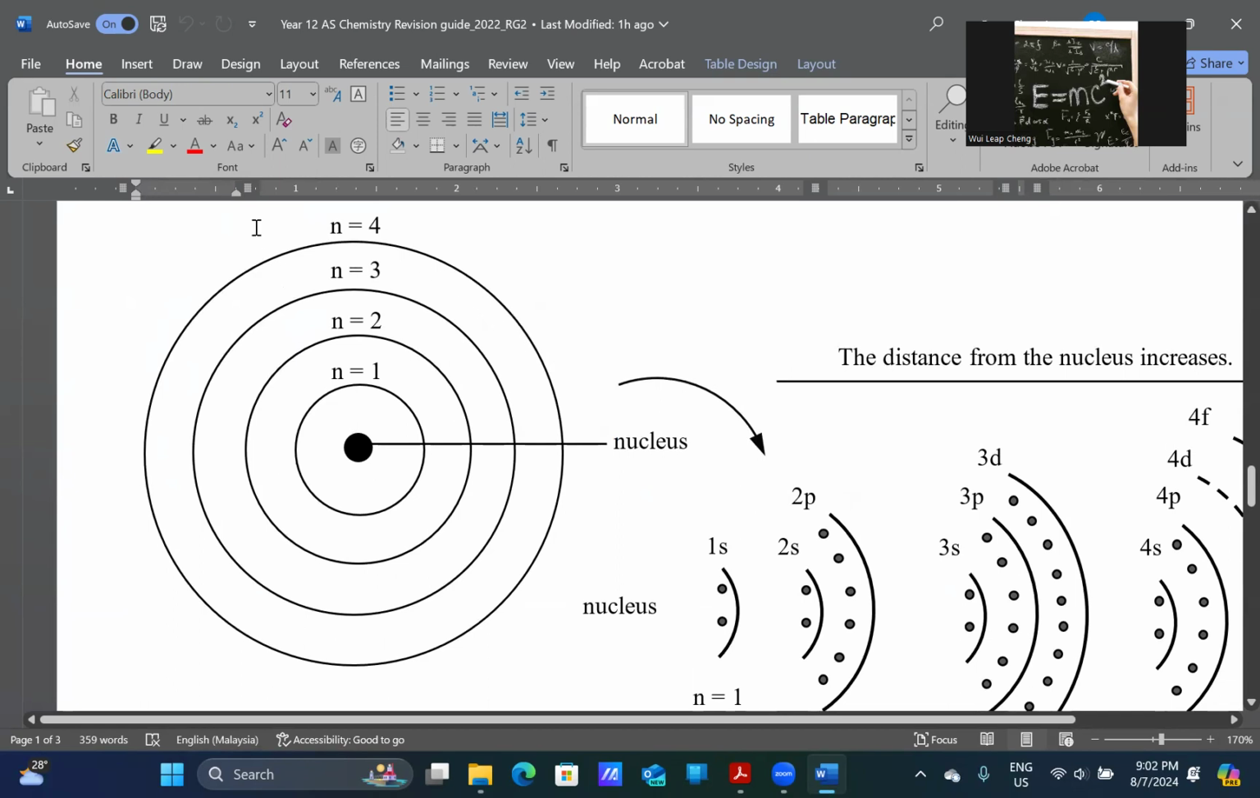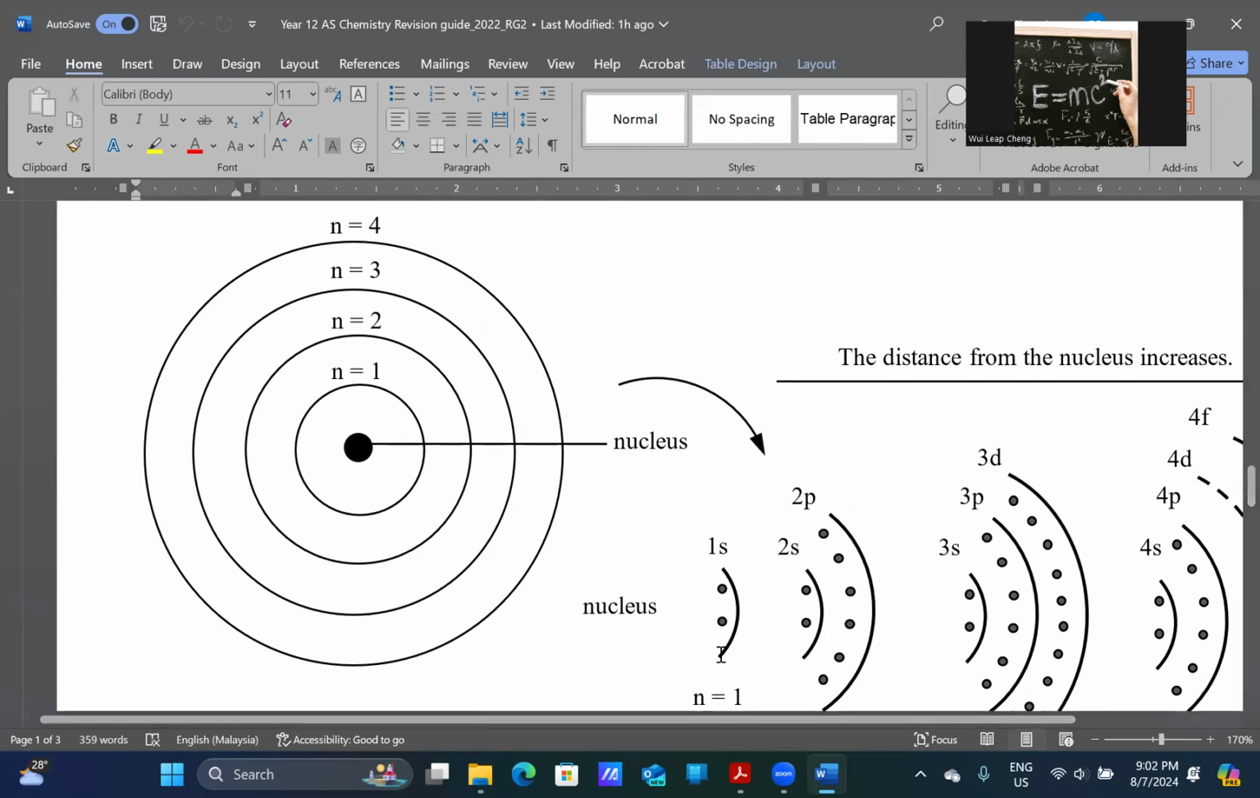Okay, as you can see, the diagram on your left side here, the atom consists of 4 electron shells. Am I right? The first electron shell is very close to the nucleus, and the shell furthest away from the nucleus is shell number 4 here. Am I right? It's the furthest away from the nucleus. Okay, there are 4 electron shells.